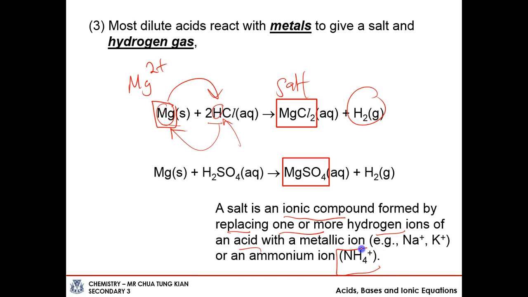Sometimes it can be the ammonium ion as well, NH4 plus. So this is the salt and this is the hydrogen gas. So acid metal reaction gives us salt and hydrogen gas.